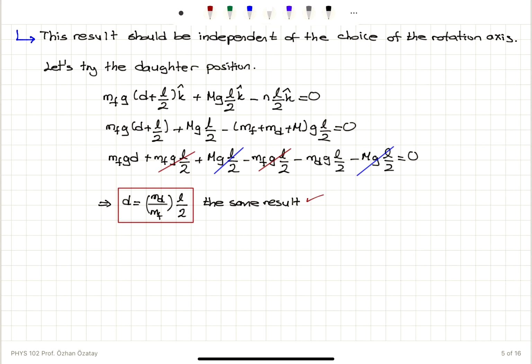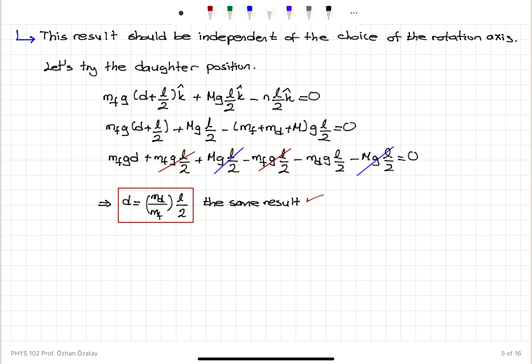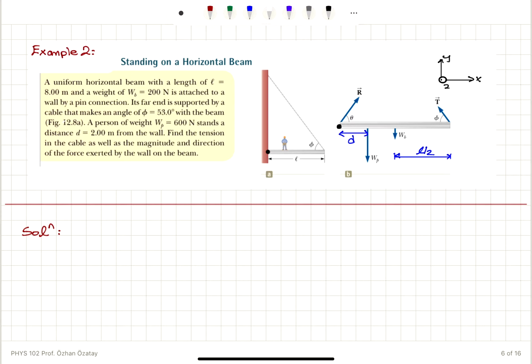And writing the torque due to these three forces and substituting for the normal force the total weight that I have obtained in part A, I obtain exactly the same result. So that checks. Now another example, standing on a horizontal beam.